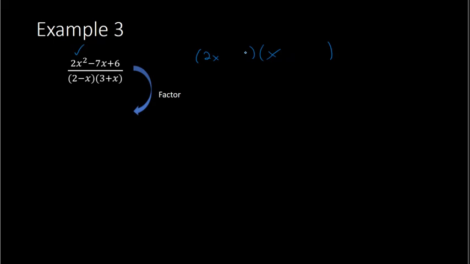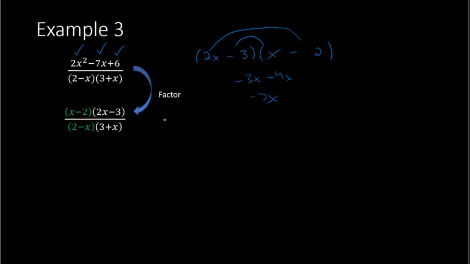If we put the 3 with the 2x and the 2 with the 1x and make them both negative, negative 3 times negative 2 is a positive 6. And then if I do negative 3x and then negative 4x, that would give me negative 7x for that middle term. So I can factor the numerator to be a product of 2x minus 3 and x minus 2.